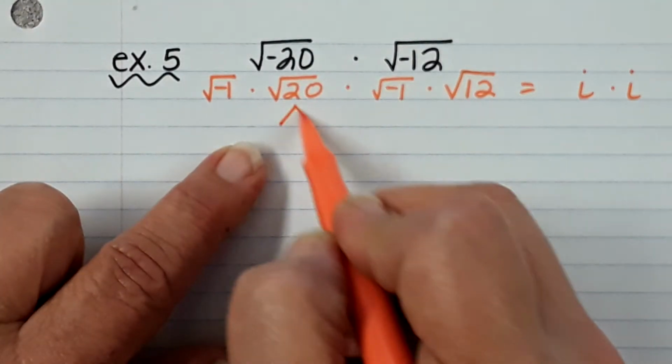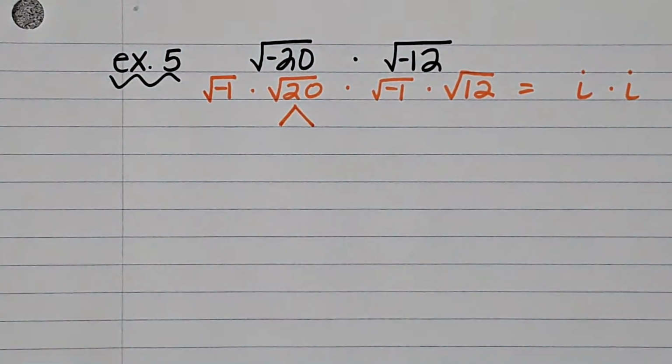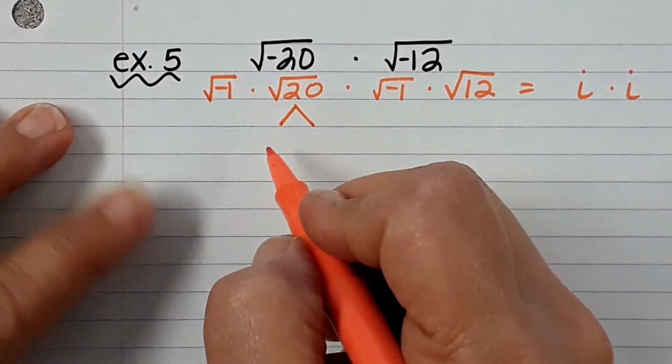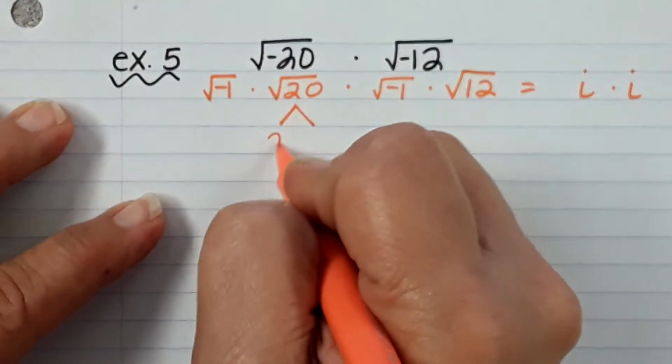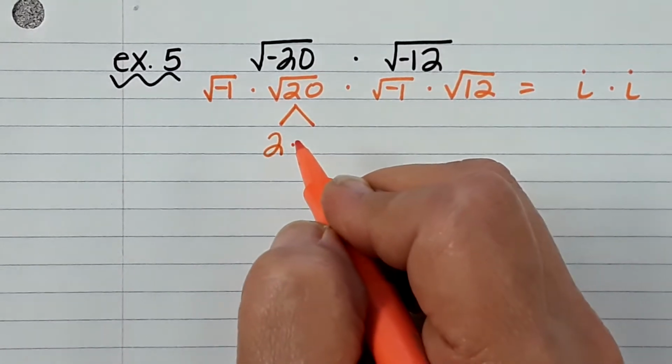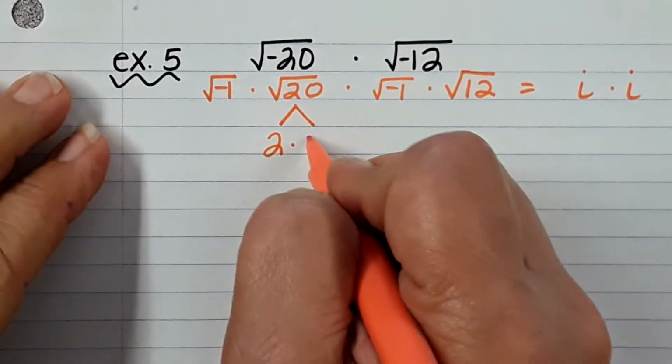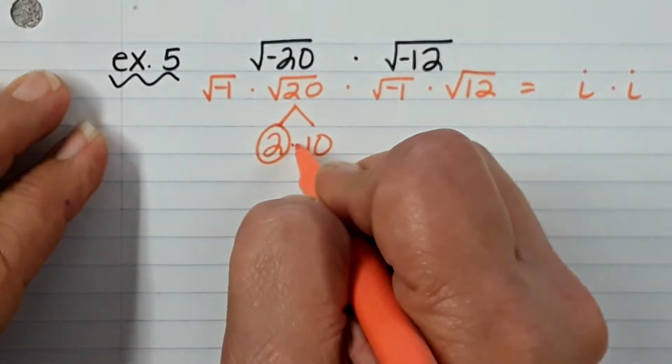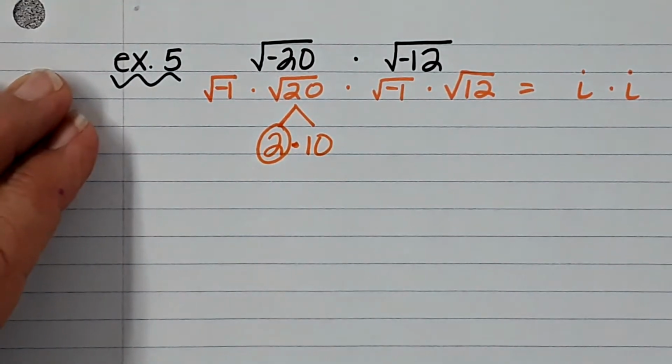Okay, what are two numbers you can multiply to get 20? 10 and 4. You want to do 10 and 2? Okay, we can do 10 and 2. You can also do 4 and 5. There's nothing wrong with that. You will still get the same answer. What are two numbers you can multiply to get 10? 2 and 5.